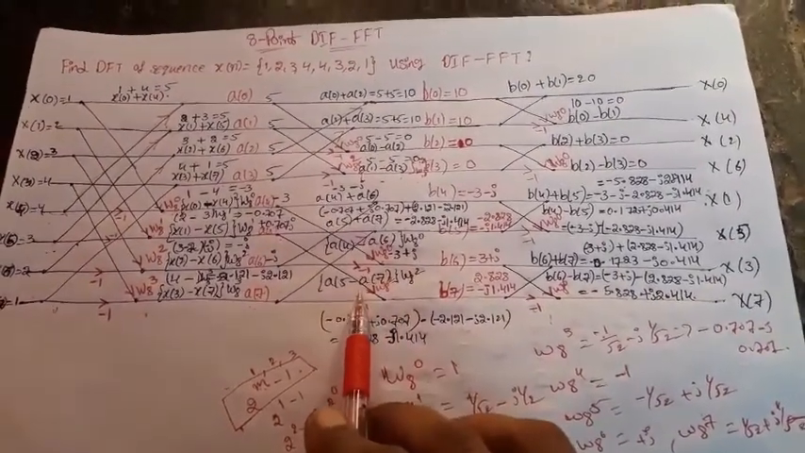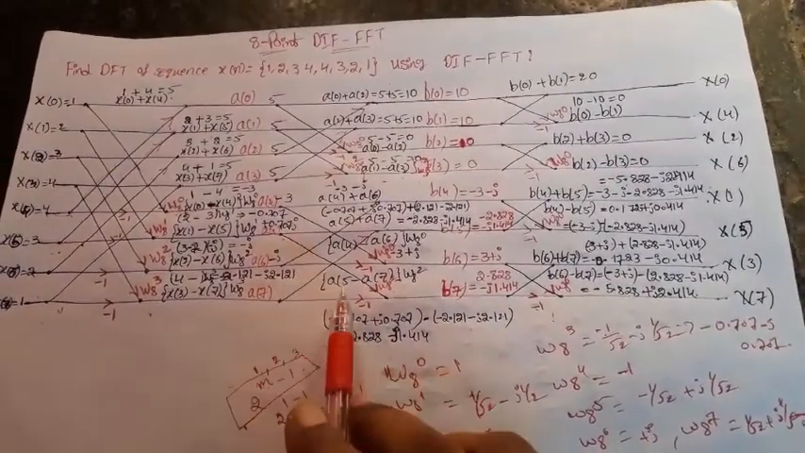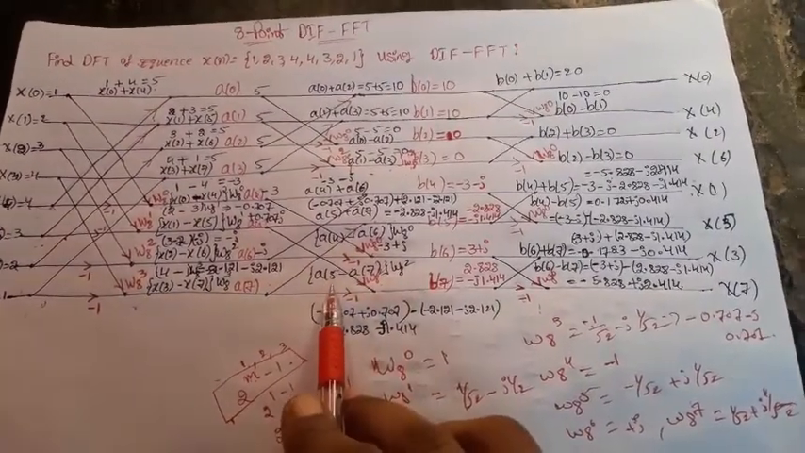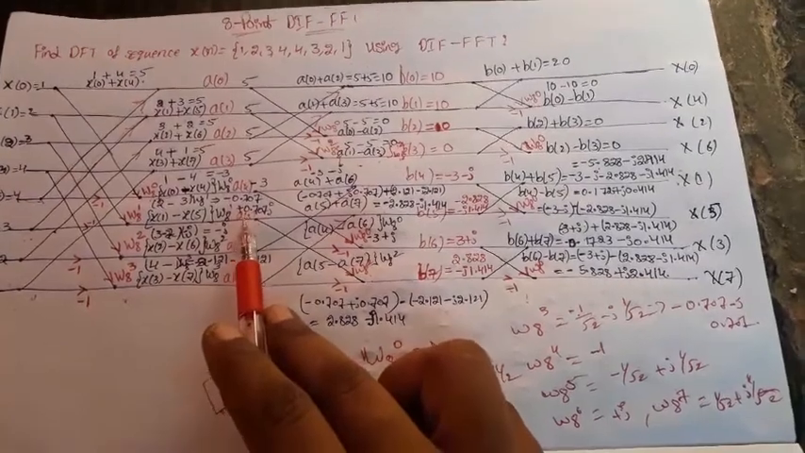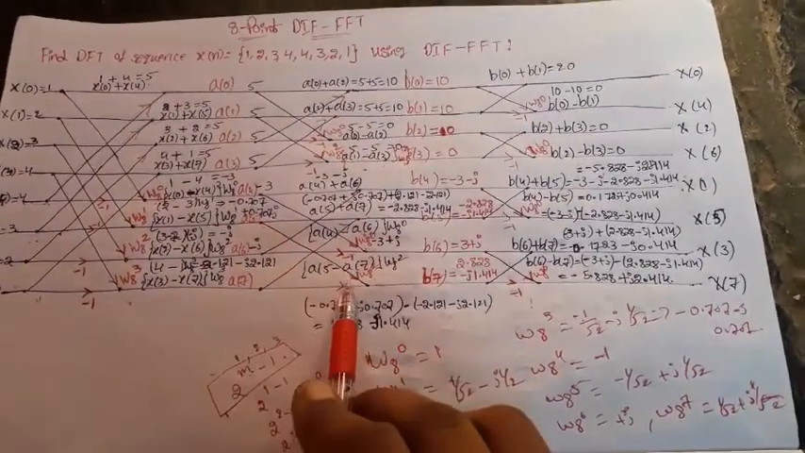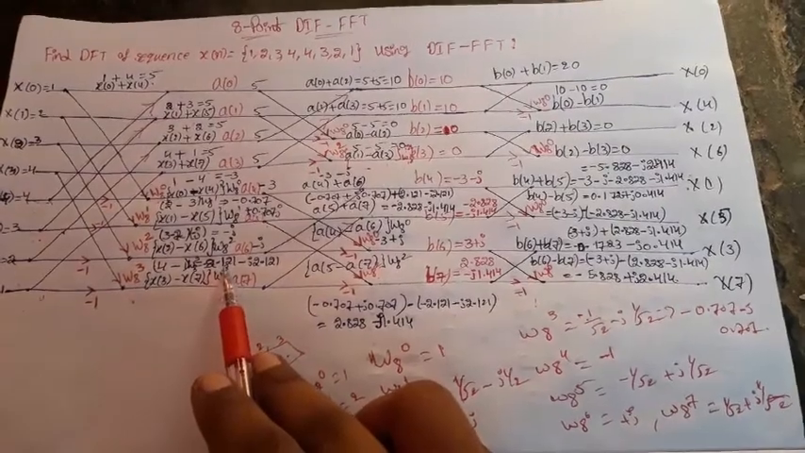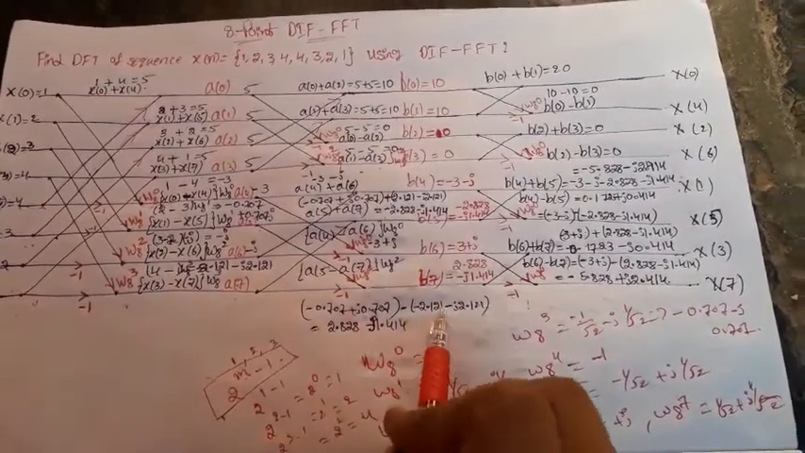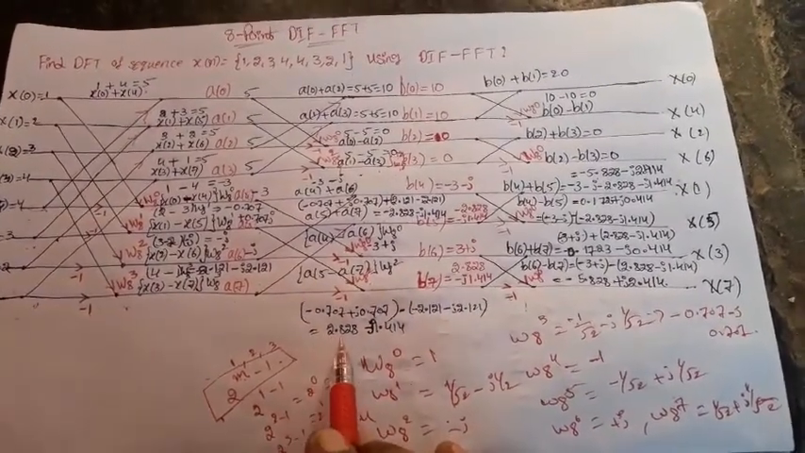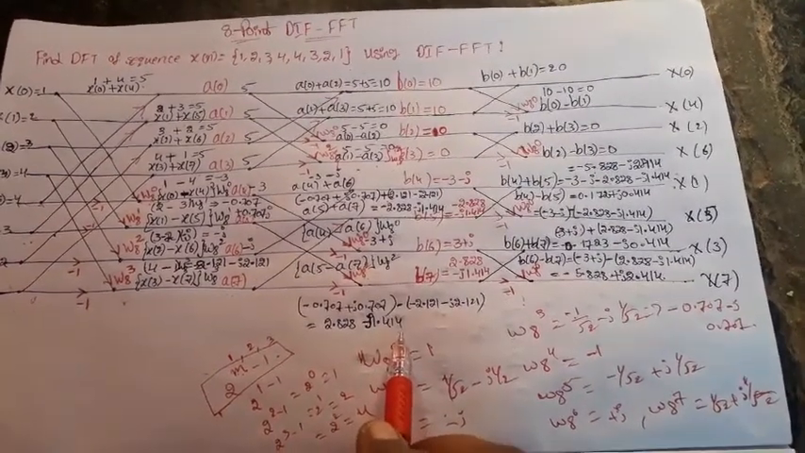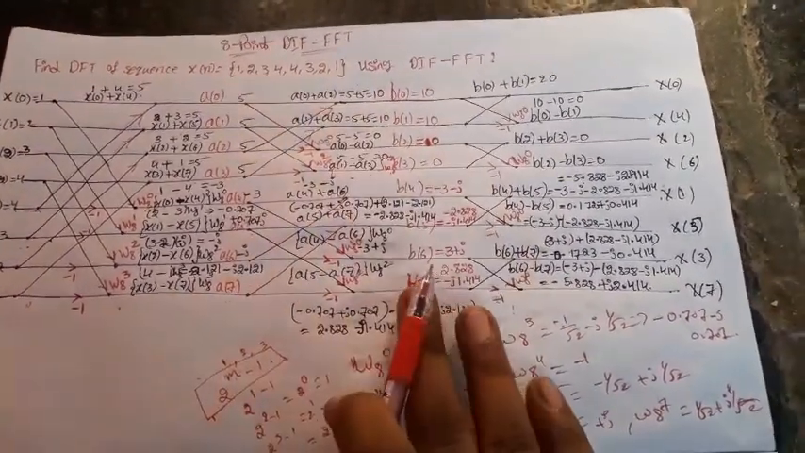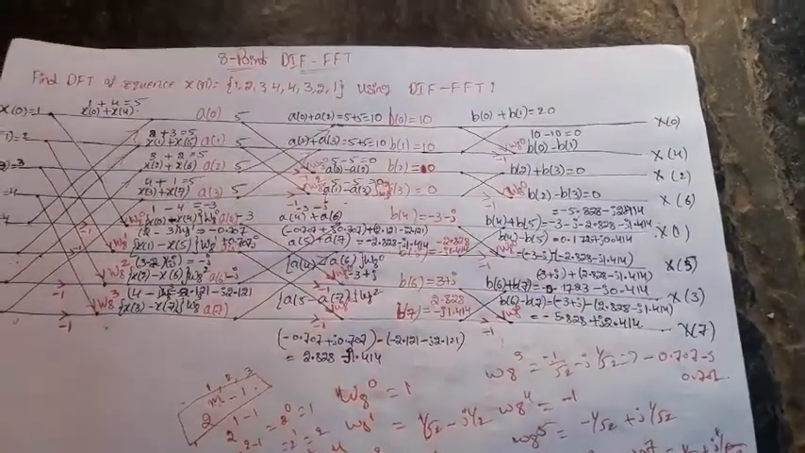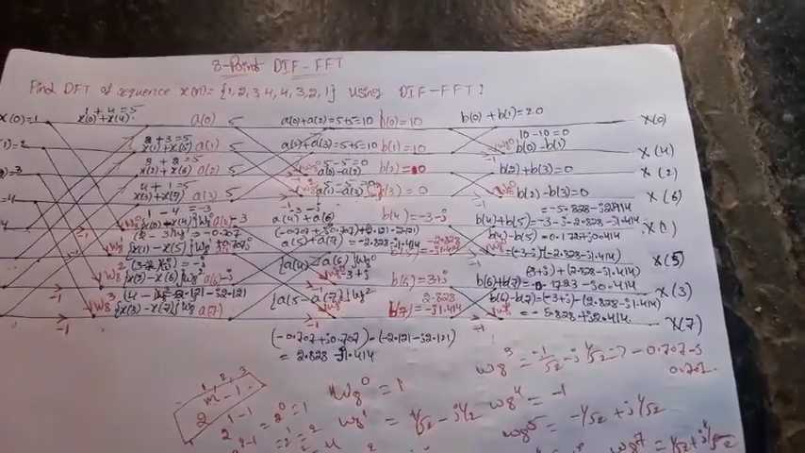Okay, and next a of 5 minus a of 7 into w8 to the power of 2. The a of 5 value is minus 0.707 plus 0.707 j, minus a of 7, which is minus 2.121 minus j 2.121. Then that can be simplified. The value is 2.828 minus j 1.414. Okay, and these are the second stage outputs. The second stage outputs can be represented as b of 0, b of 1, b of 2, b of 3, b of 4, b of 5, b of 6, b of 7.